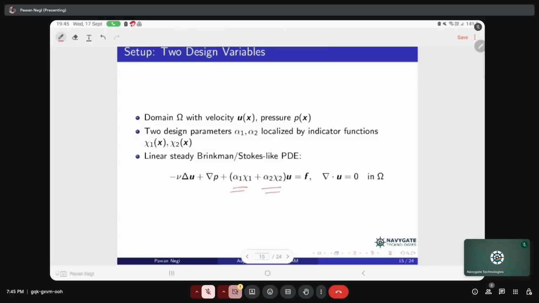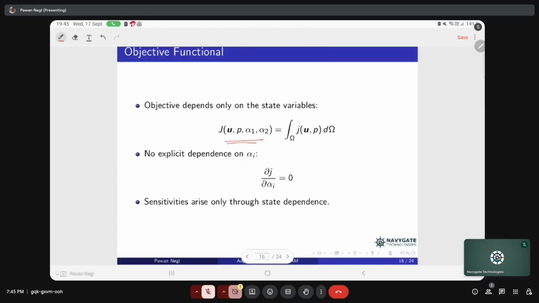These are the 2 design parameters, alpha 1 and alpha 2, and both are Bergman type of design variables. And now let's introduce an objective function, which is just a function of this u and p, and they are not affected by alpha. This will be equal to 0. No explicit dependence on alpha.